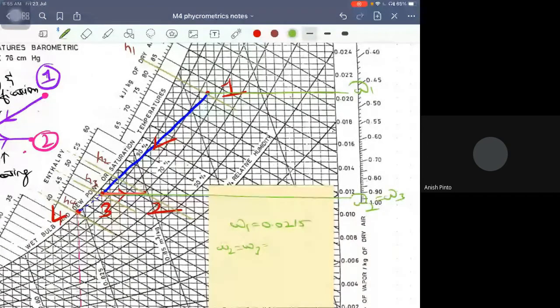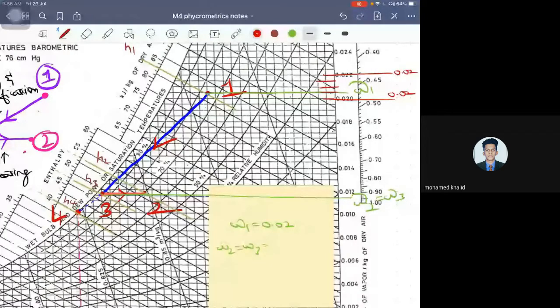Shall we? Yes, sir. Is 0.015 too much? Sir, why 1.5? No, man. See, here it is 0.02. So this line is 0.02 and the next line is 0.022. In that, how many divisions do you have? 4 divisions. Okay.